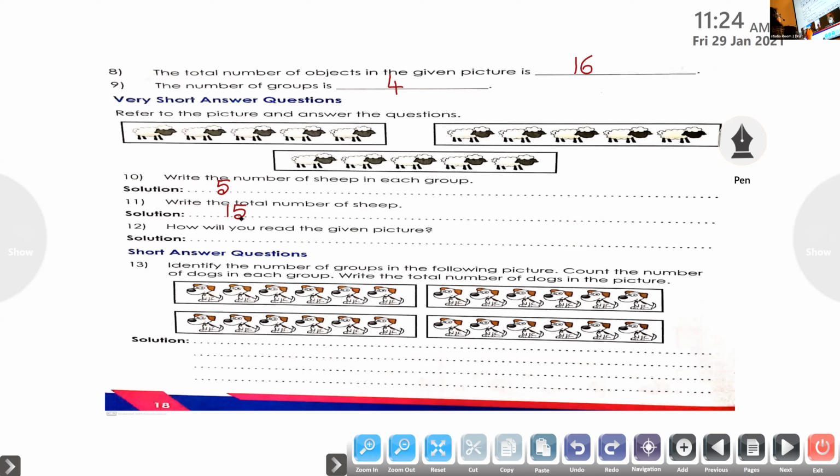Okay. Then question number 12. How will you read the given picture? There are 3 groups, isn't it? 3 groups and 5 sheep. So you have to read like this. 3 groups of 5 sheep. Three groups of 5 sheep.